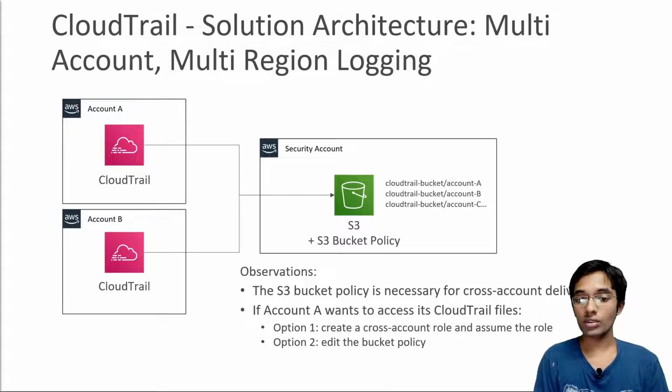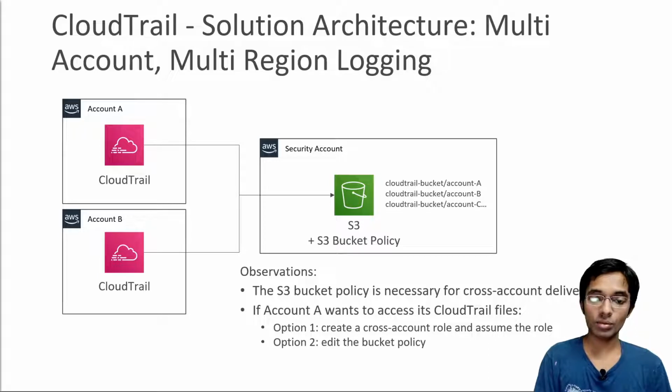And the thing is, CloudTrail needs to be delivering these log files into the S3 bucket of the security account. And so the only way for us to do it is to define an S3 bucket policy, and that S3 bucket policy should allow CloudTrail to deliver files into S3. The cool thing here is that an S3 bucket policy is, first of all, very simple to maintain for cross-account delivery. The second is that if account A needs to access the logs from the CloudTrail buckets, we can create, for example, a cross-account role and assume the role in the security account, or we can edit the bucket policy to allow reads from account A.